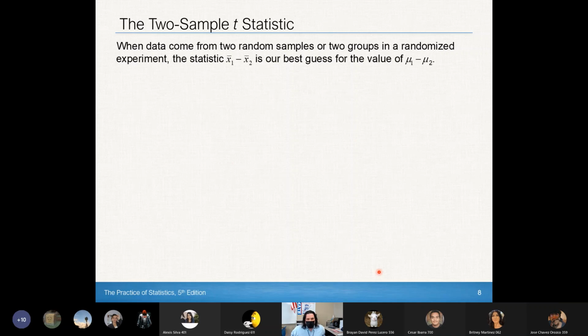So now, when dealing with means, we use the two sample t statistic for both confidence intervals and significance tests. So we're going to look at this first. When data come from two random samples or two groups in a randomized experiment, the statistic x bar 1 minus x bar 2 is our best guess for the value of mu1 minus mu2. Right, the difference of the sample means is our best guess for the value of the difference of the population means.